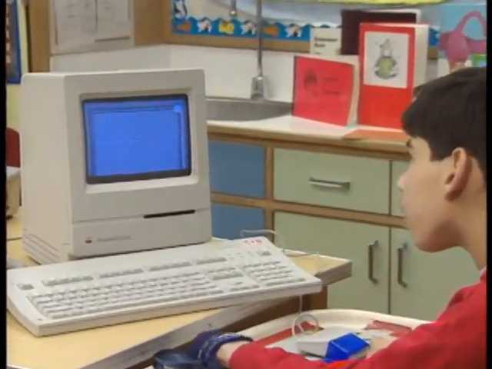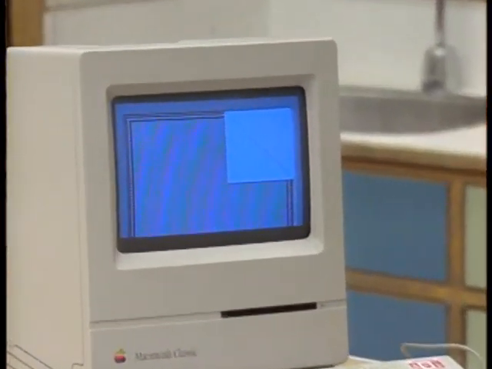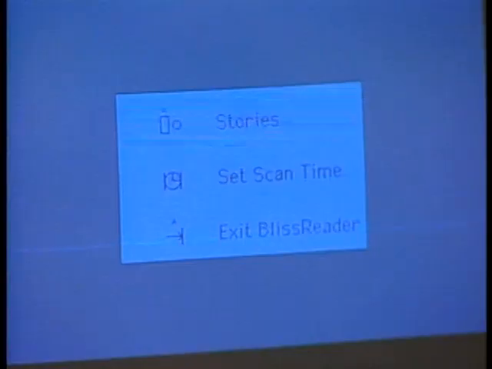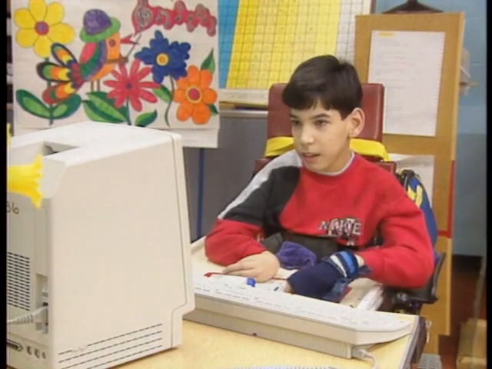Bliss students can now write and read their own stories in Bliss. Synthetic speech is available to help with the reading, and they turn the pages by operating a single switch.